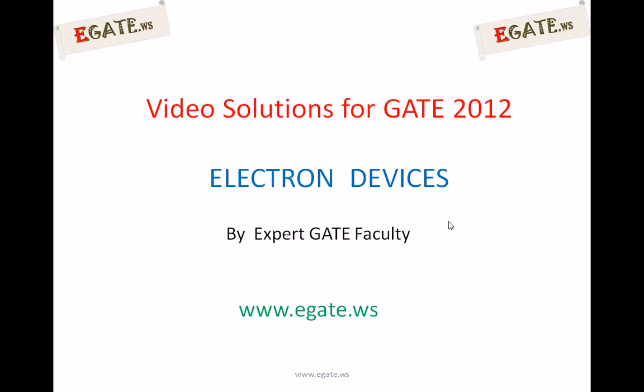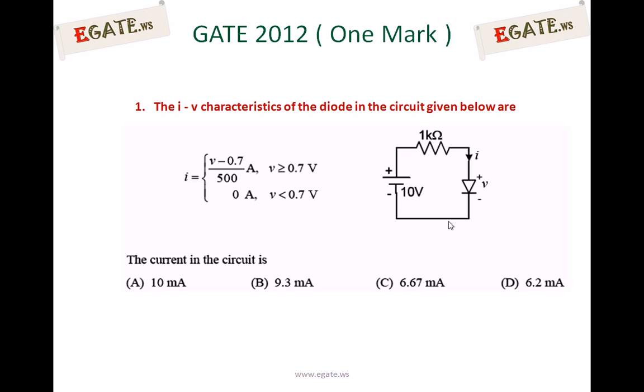Hello, we are discussing solutions for GATE 2012 and the topic is electron devices. So this is one more question. Look at the diagram and the given current-voltage equation: I is equal to (V minus 0.7) by 500 amperes if voltage is greater than or equal to 0.7 volts. If the voltage is less than 0.7 volts, current is 0. For the given IV characteristics, you need to find the current flowing through the diode I.